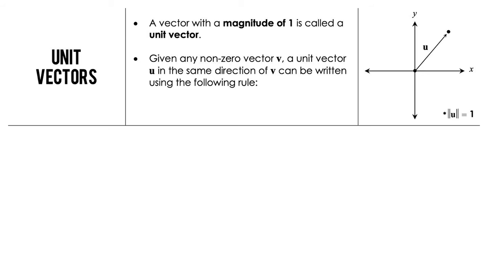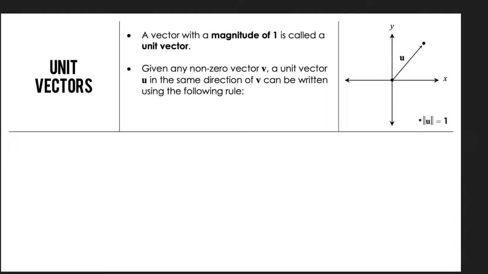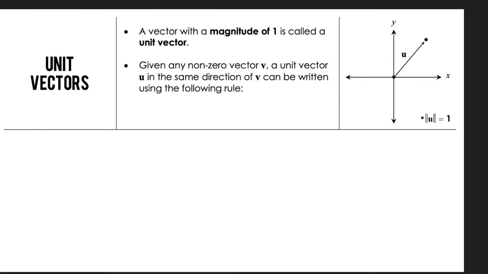All right, unit vectors. To find the unit vector, the magnitude of a unit vector is always equal to 1, so the unit vector is going to be 1 over the magnitude of vector v times vector v. That's how you find the unit vector. The magnitude of the unit vector is always 1.